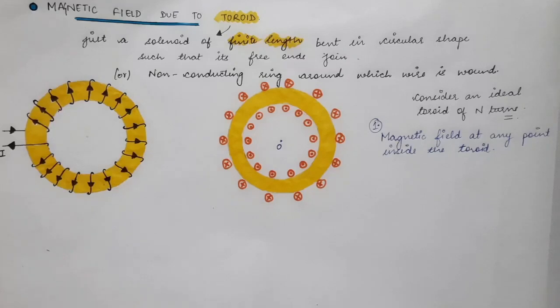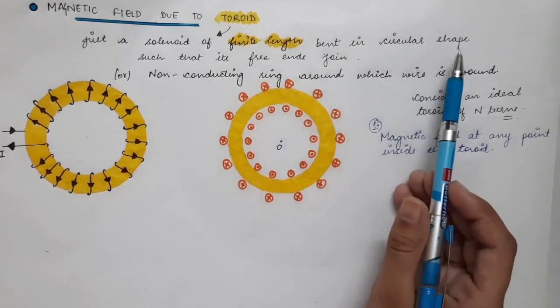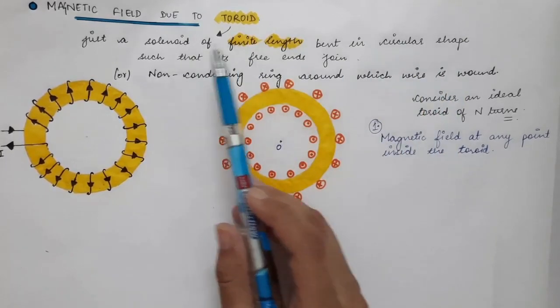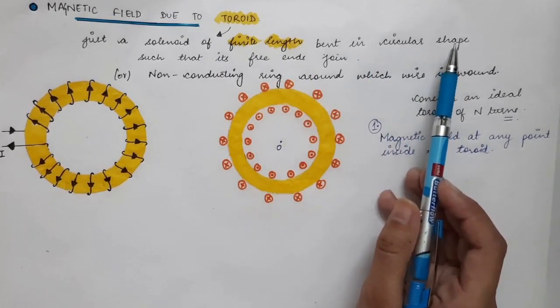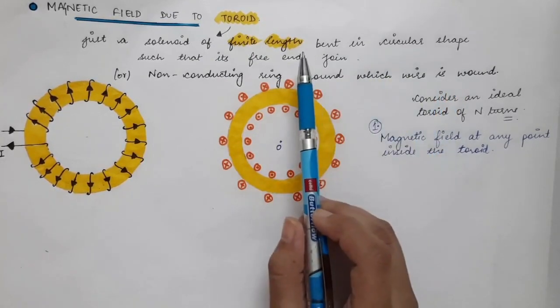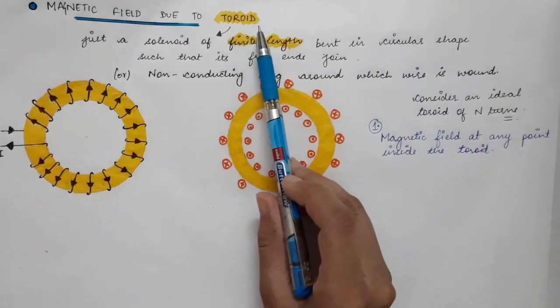Now we are going to find out the expression of magnetic field due to a toroid. Now what is a toroid? It is just a solenoid of finite length which is bent in circular shape. So if you take a solenoid of finite length and you bend it in a circular shape and join the free ends, the two ends of the solenoid are joined, that becomes a toroid.